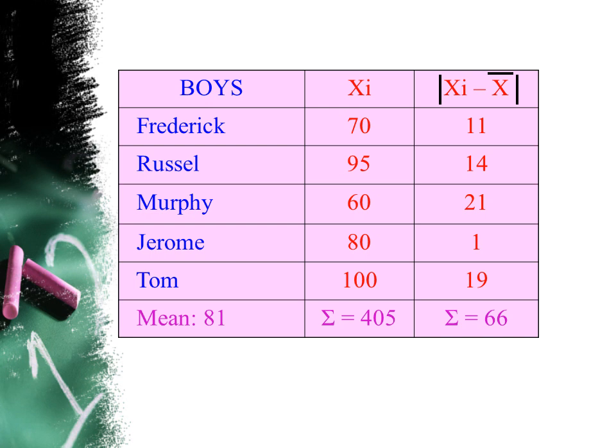And since we're going to have the summation of all these values, we will add 11, 14, 21, 1, and 19. We got 66. And applying the formula, we have the summation of the deviation divided by the number of observations. So, 5 sila na given data. So, 66, the sum, divided by 5. That will give us 13.2 as the mean deviation of the boys.